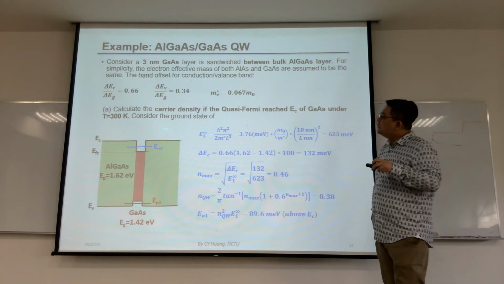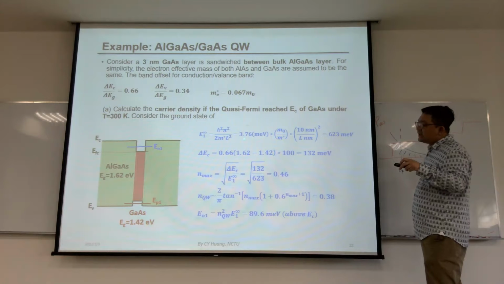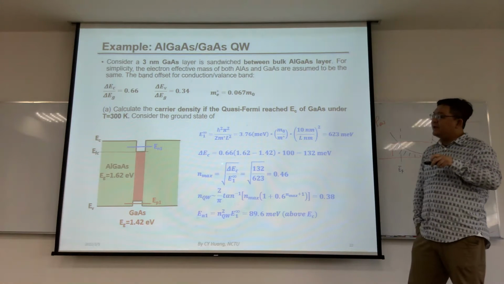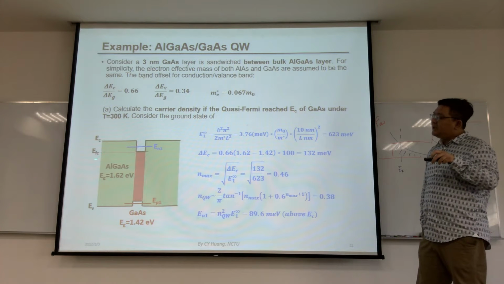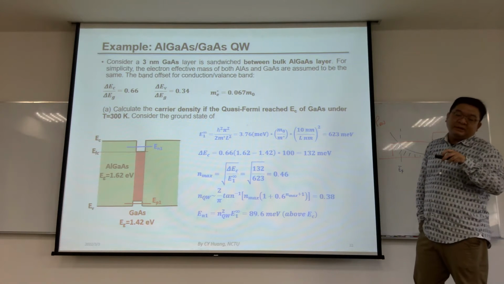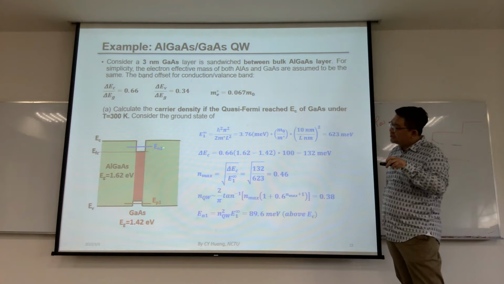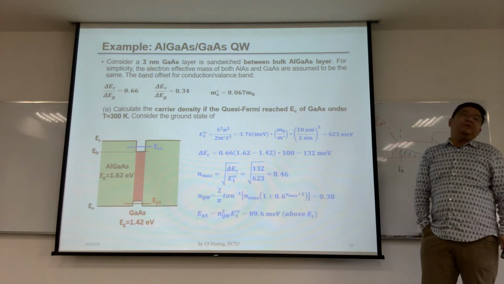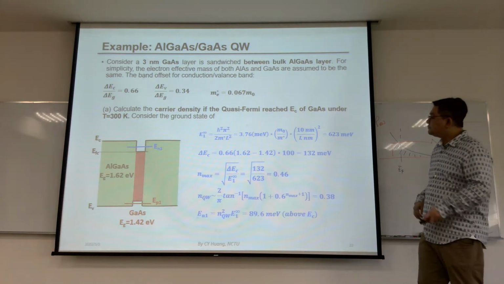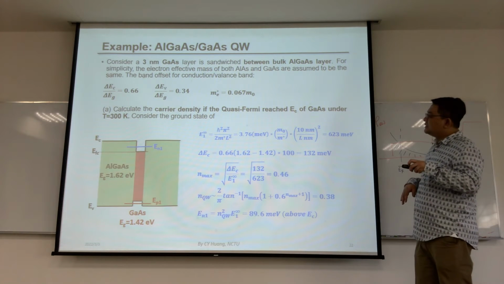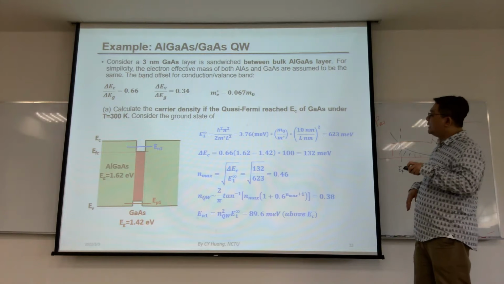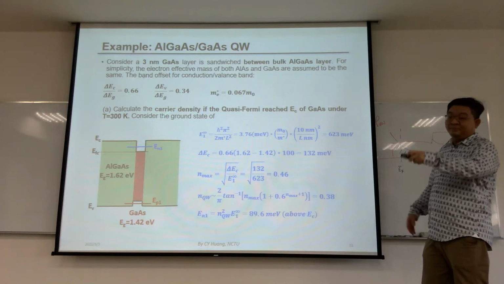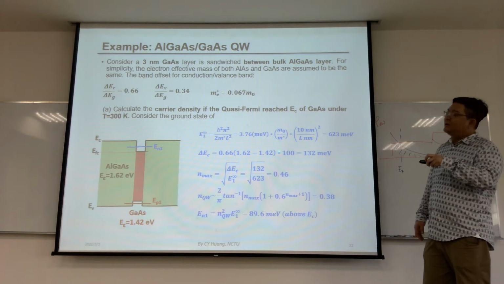Okay, so let's consider if the pumping is hard enough, so that the quasi-Fermi level for electrons reaches the EC of gallium arsenide. How many carriers should it have? First, we still need to find the position of E1. So the procedure is the same. We need to repeat the whole thing we did one week ago.